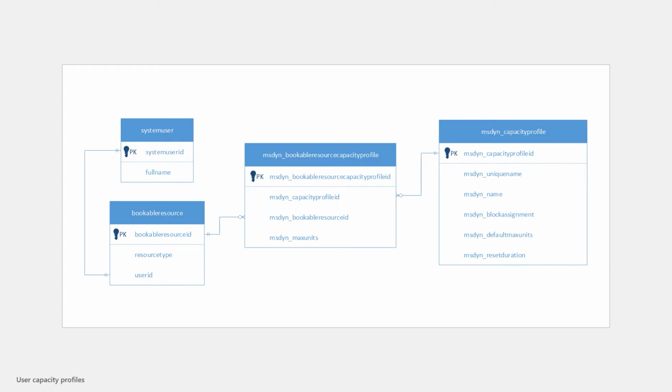User to capacity profile mapping is again done via bookable resource, with the MSDN bookable resource capacity profile being the join entity between capacity profile and the bookable resource associated to the user.